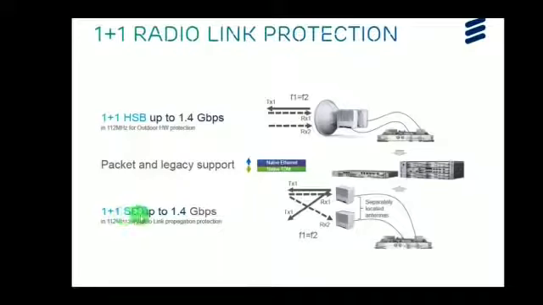In 1+1 space diversity up to 1.4 Gbps in 112 MHz, radio link propagation protection. So for space diversity we have to use 2 different hardwares. As I said before, here we have to use two antennas with two different radios. Both antennas should be separated by a distance. Here both transmitters are active as well as both receivers.